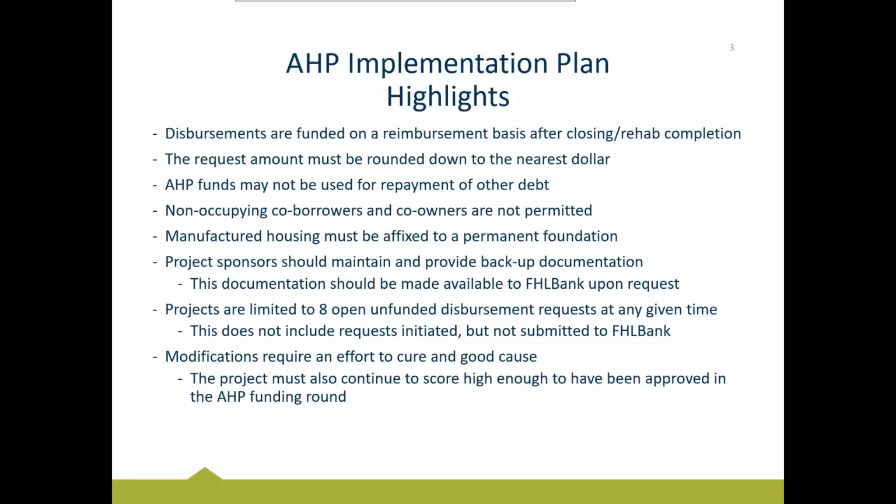So, things like financial education, special needs, rural households, that's all in your application and that are listed in your AHP agreement. If you are working through your project and you are realizing that you are not going to be able to meet one of the commitments made in your application, that's when we may need a modification. So that modification would be to either remove or reduce the next required scoring commitment. And that is what requires that effort to cure and a good cause.